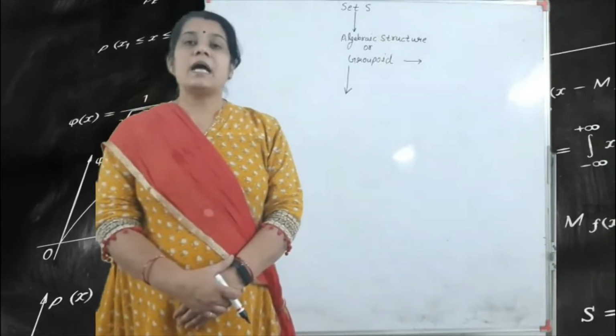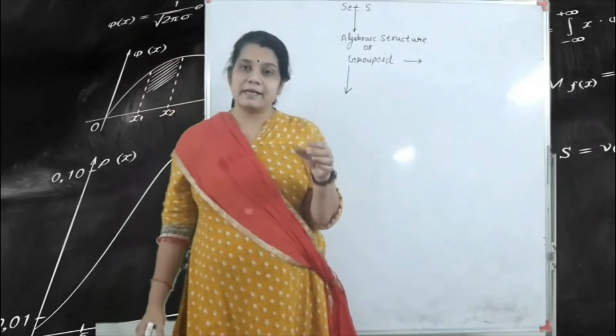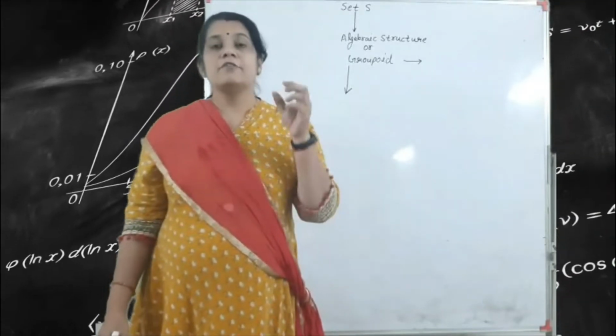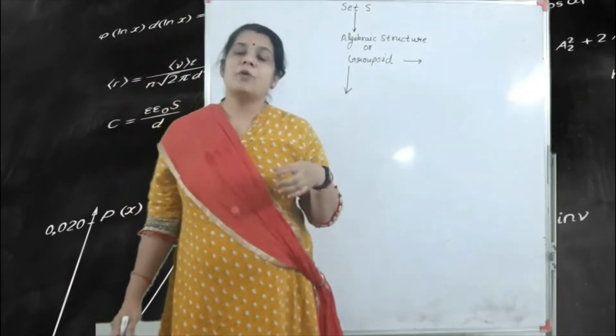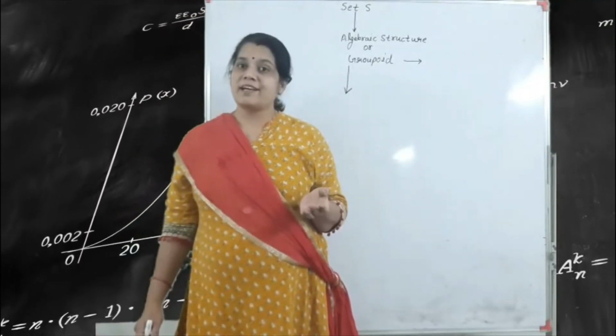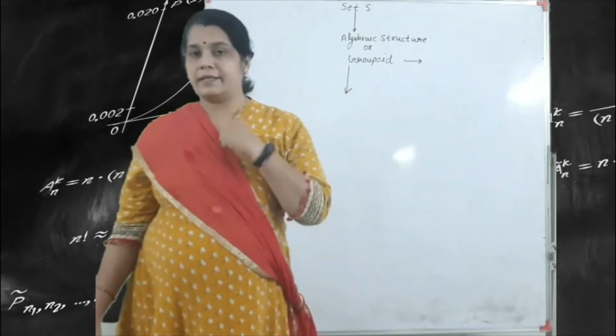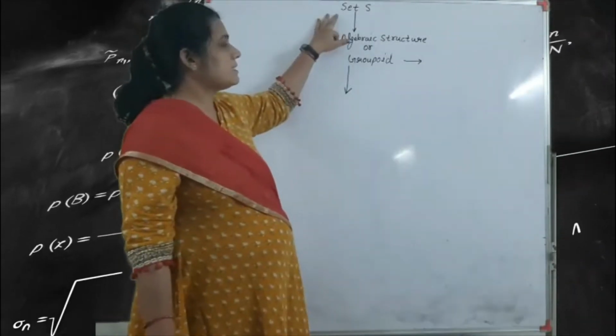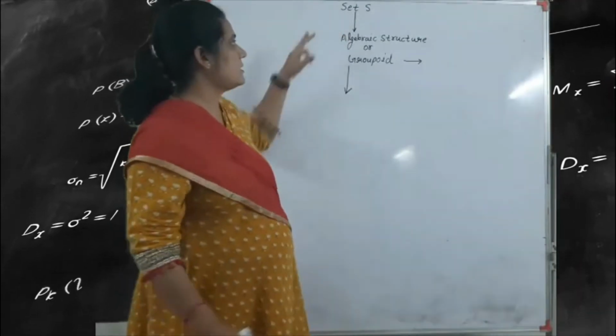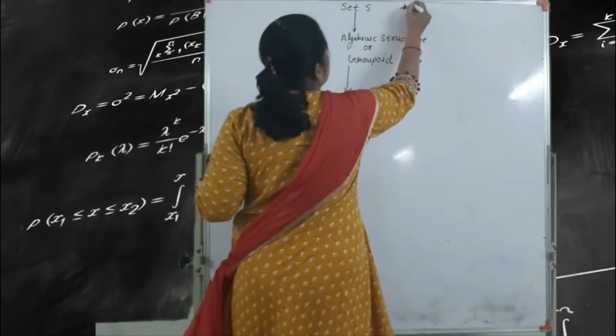So, with the help of different sets and an operator, we check whether the given set and operator form a semigroup, algebraic structure, monoid, group, or abelian group. Let's start today's topic. For example, we have a set S and the operator star.